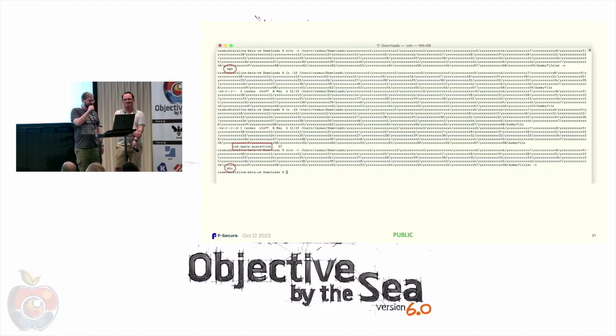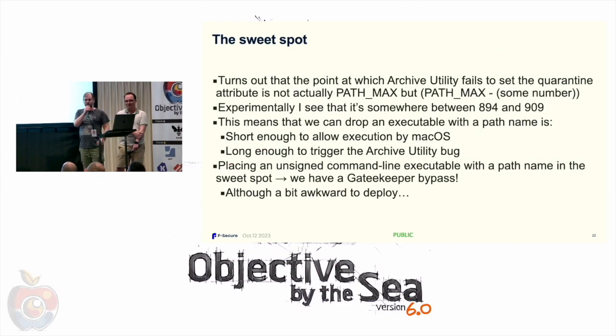This is very hard to read, but this is how the zip archive looked in the end after I had created these very long paths. At the top, you have the first path that is missing the quarantine attribute, which is 909 bytes long. And on the bottom, you have the first one that does have it, which was 894 bytes long. So it turns out we have a sweet spot that is actually shorter than PATH_MAX, but we can still drop files that don't get the quarantine attribute. This is really nice. Through experimentation, I found that it's somewhere between 894 and 909.